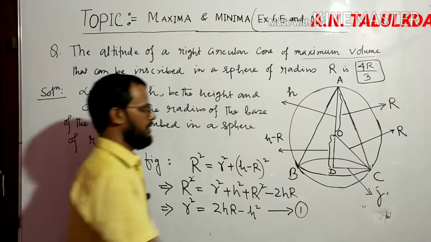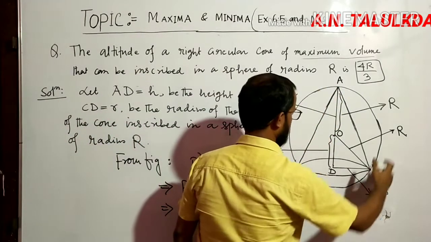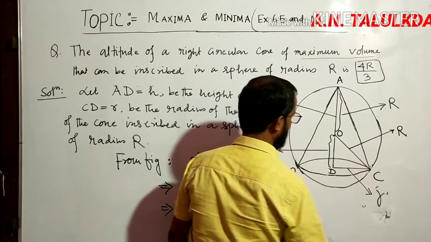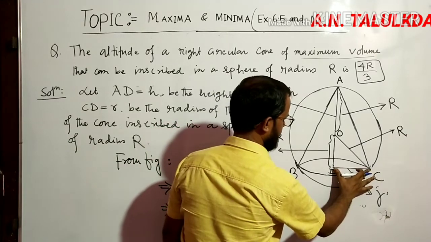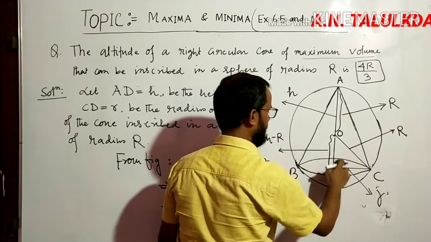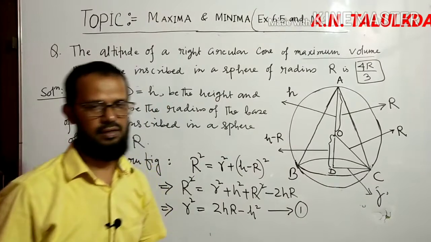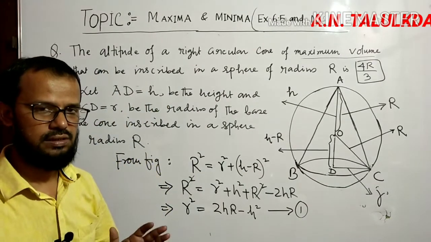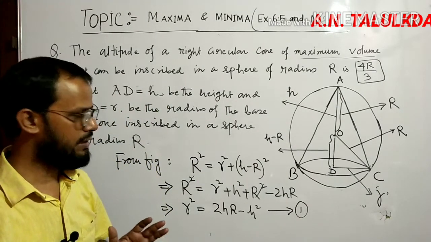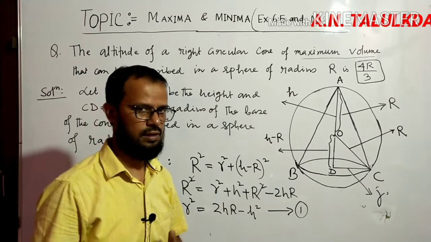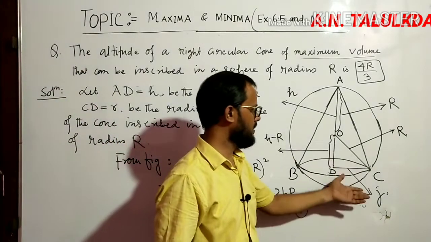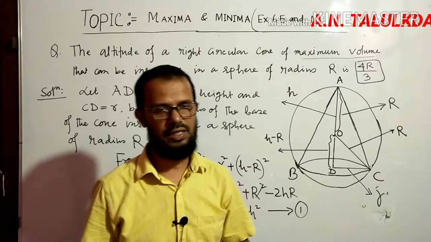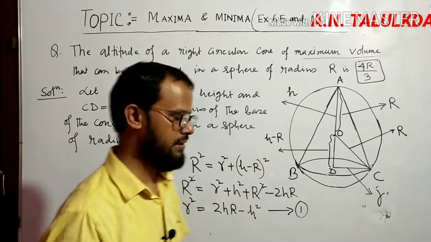Okay, I have drawn a cone inside the sphere. The radius of the base of the cone CD equals r, and AD equals H is given. Suppose these are the altitude and the radius of the base of the particular cone. If the cone is different, then r and H will be different. Here r and H are variable.